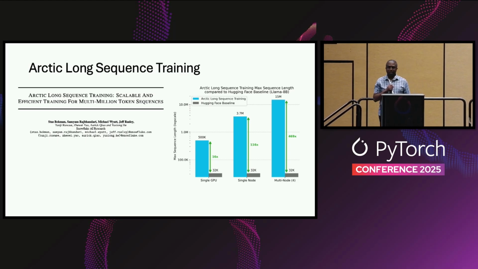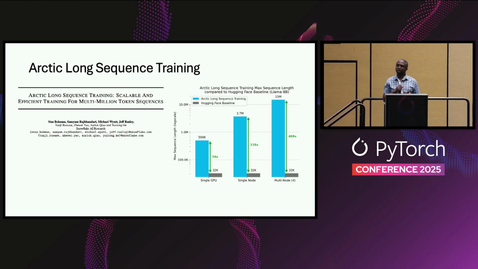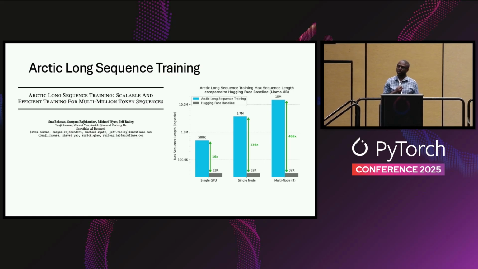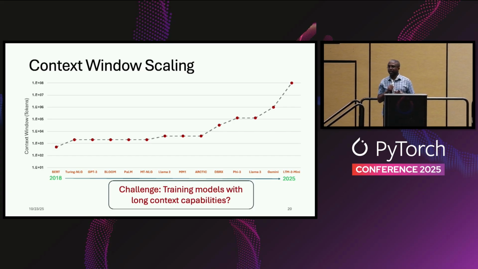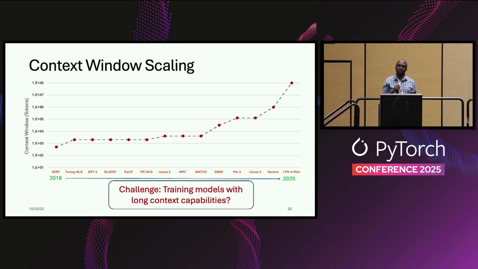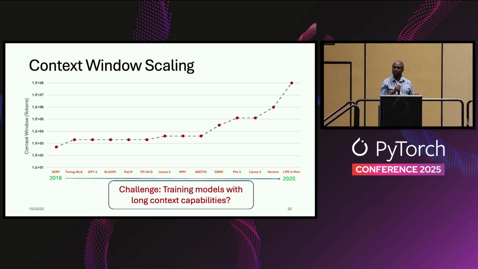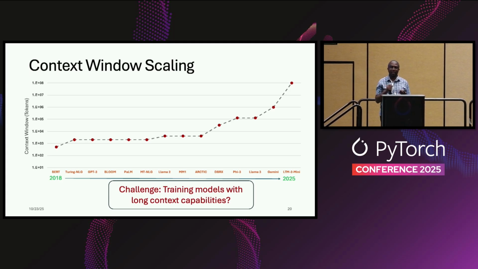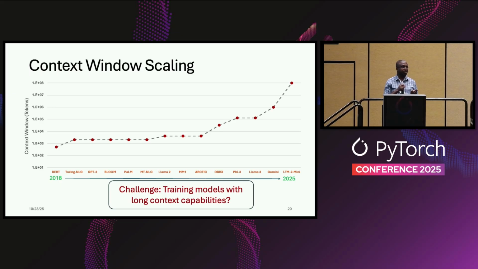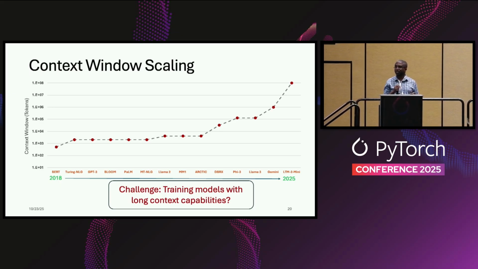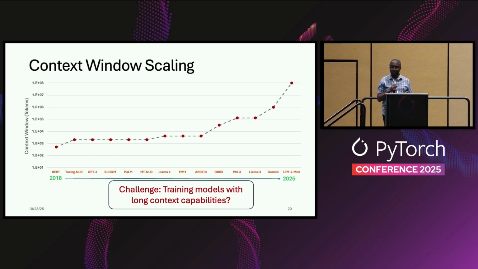The next work I'd like to talk about is what we call the Arctic long sequence training. This is from our Snowflake AI research. And the motivation for this work is that the context window for your models is growing. So if you think back to 2018 when we had BERT, the context window for that was about 512 tokens. Since then, the largest one that I've seen recently, and the last time I checked, was about 100 million tokens. So the context windows are growing really, really fast.